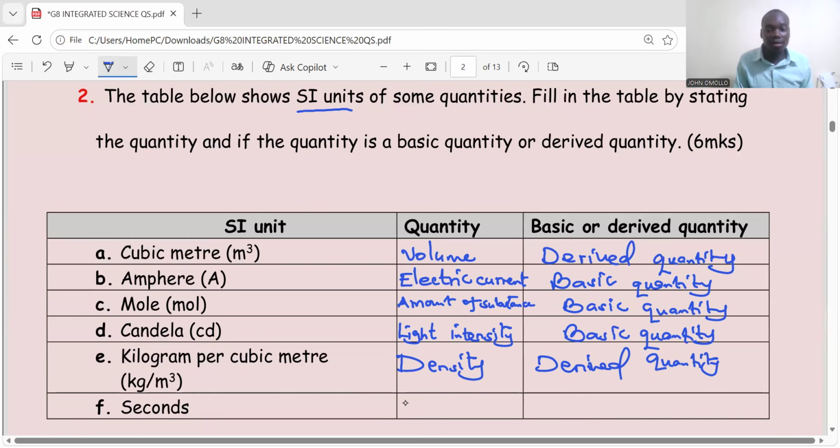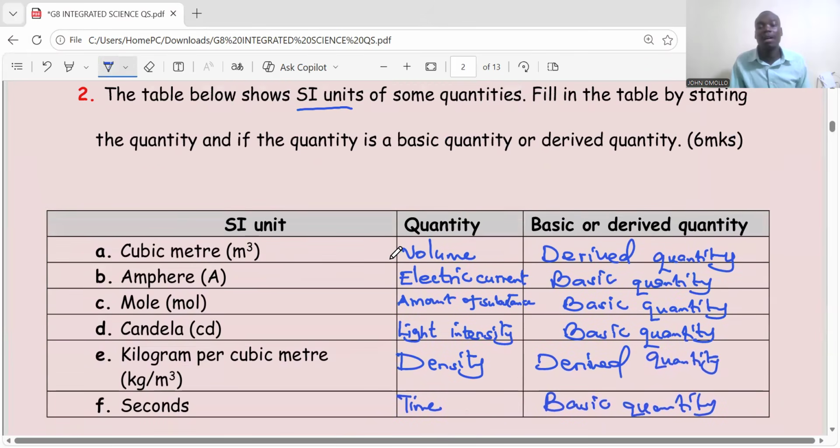And then seconds, that is time. Time is measured in seconds. That one is a basic quantity. A basic quantity. So by just doing so, you already have 6 marks.